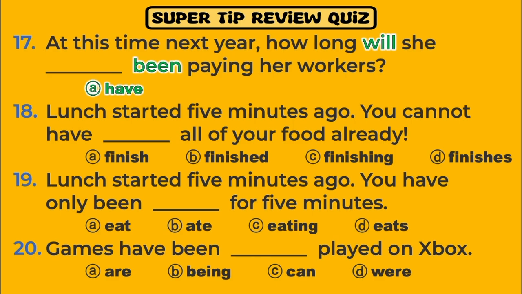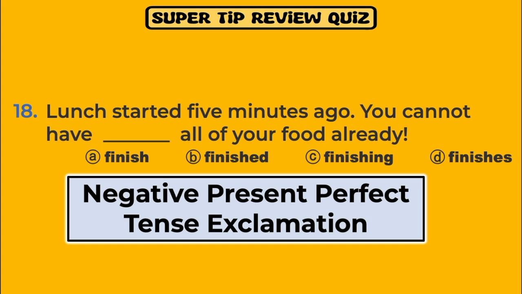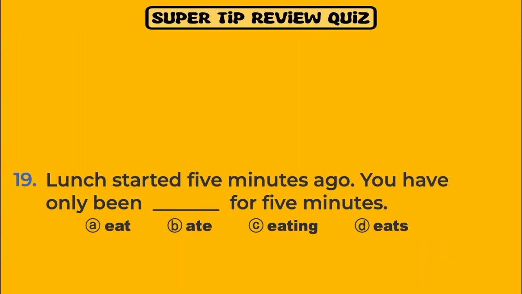Lunch started 5 minutes ago. You cannot have all of your food already. Okay, this one is negative. Present perfect tense exclamation. Trying to get confusing on us. But let's make it simple. We have a have. Have family plus verb 3. You cannot have finished all of your food already. Number 19.